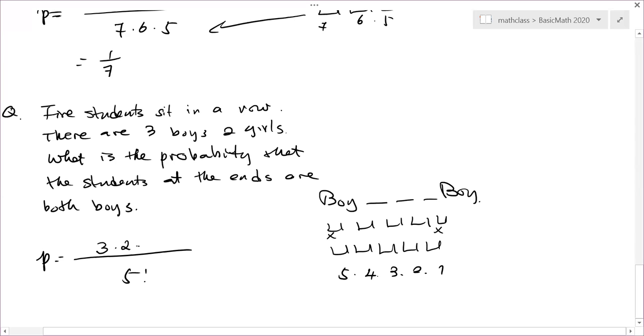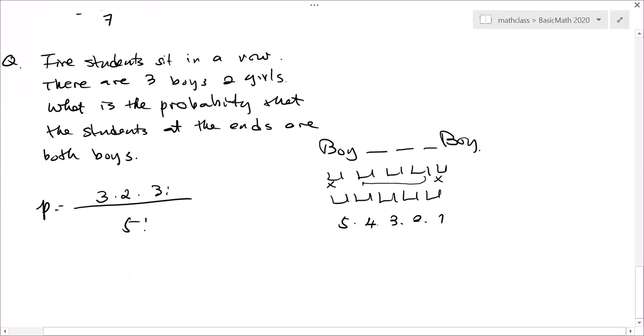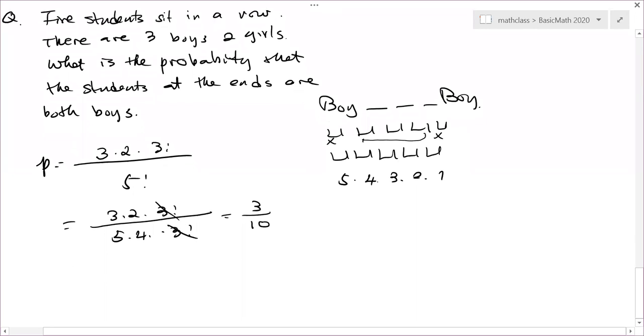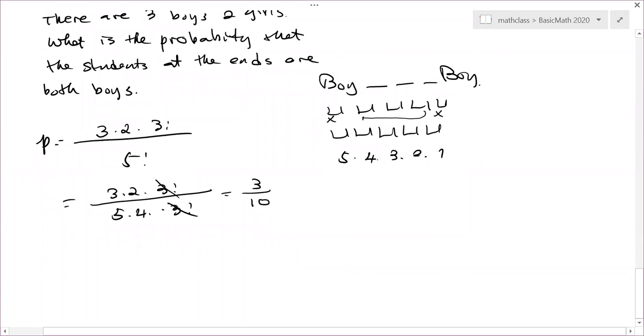Okay. Then for the 3 seats in the middle, you have 3 students left. Then you have 3 factorial choices, right? So your answer will be 3 times 2 times 3 factorial over 5 times 4 times 3 factorial. So cancel it out, and you get 3 over 10. Yeah, 3 over 10. That's it.